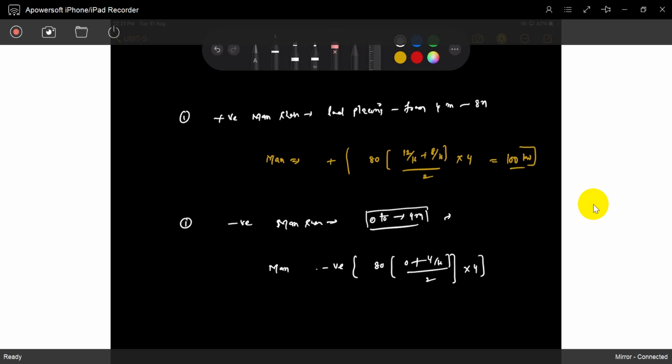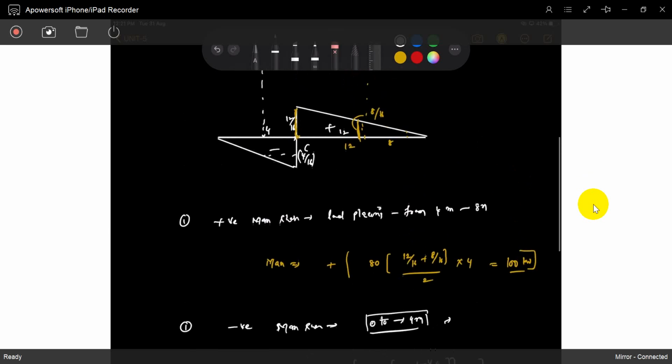Okay. So minus 40 kilonewton is the negative shear. That is, you have to place it. That's it.